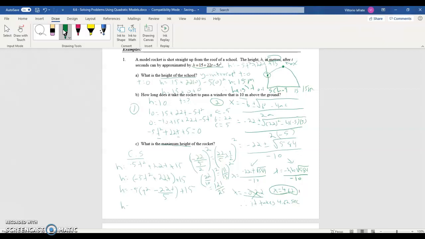So we're going to have h is equal to negative 5 t squared minus 22t over 5, plus 121 over 25 minus 121 over 25, plus 15. And we're going to finish this question in the next video because we're running out of time here.